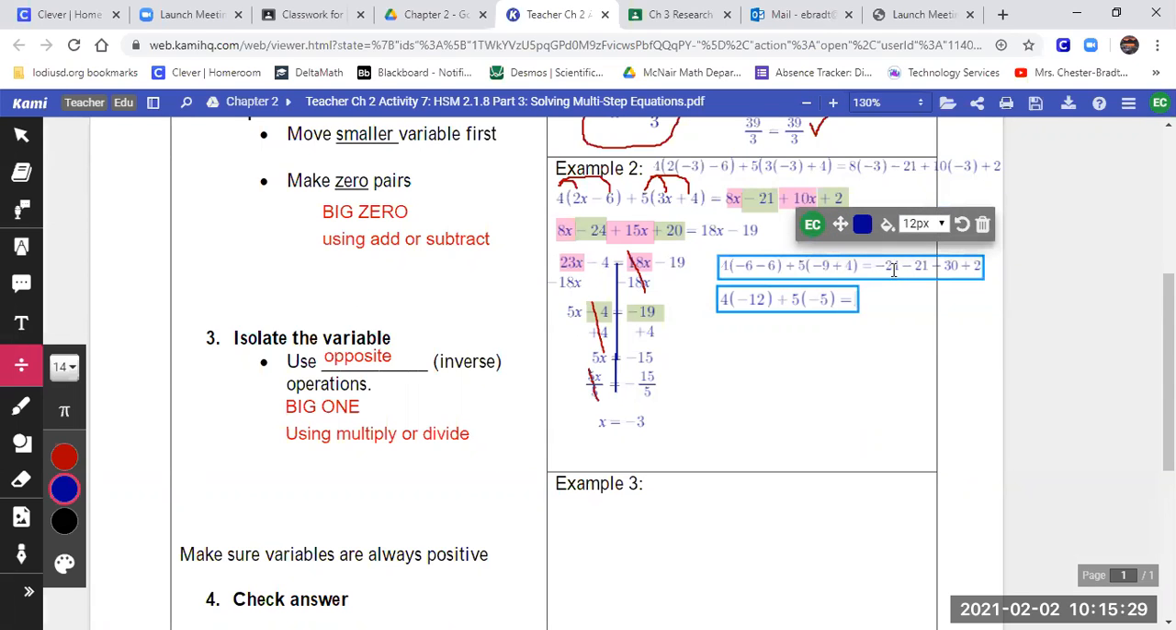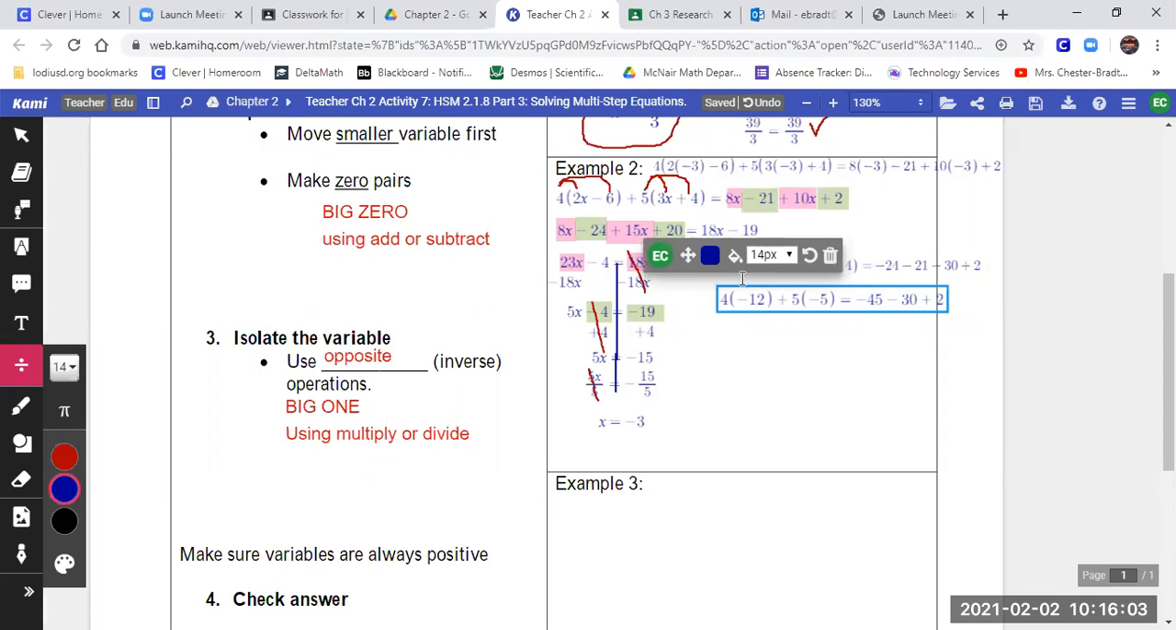This says -24 with -21. So what do I get? It's negative, yes. 24 plus 21 is 45. And then we have a subtracting 30 and a plussing of 2.